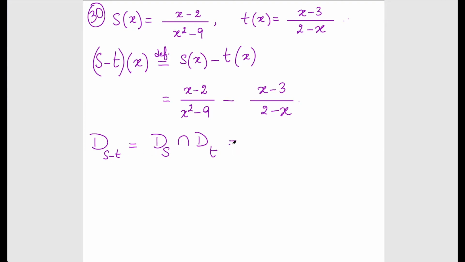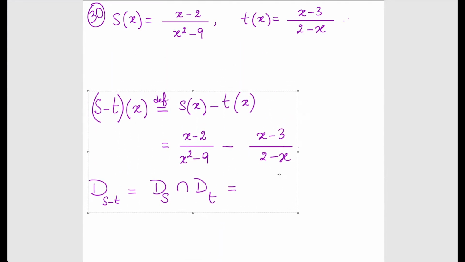All right, and what's the domain of S here? Let me shift everything down to write explicitly what the domain of S is. The domain of this function. Well, this is a quotient. The domain of a function that outputs a quotient is the collection of all points which make the numerator meaningful, the denominator meaningful, and the denominator not equal to 0. The numerator is meaningful all the time. The denominator is meaningful all the time. What makes the denominator 0?